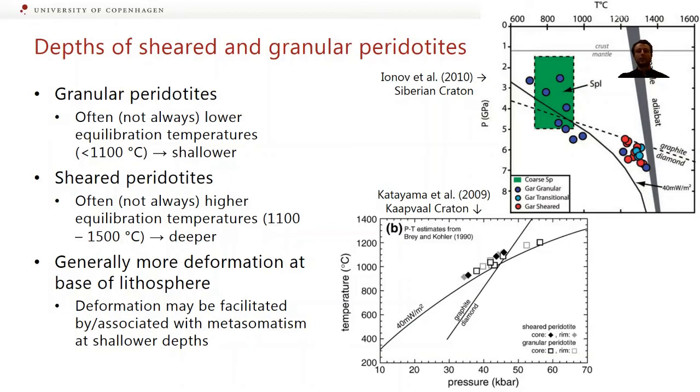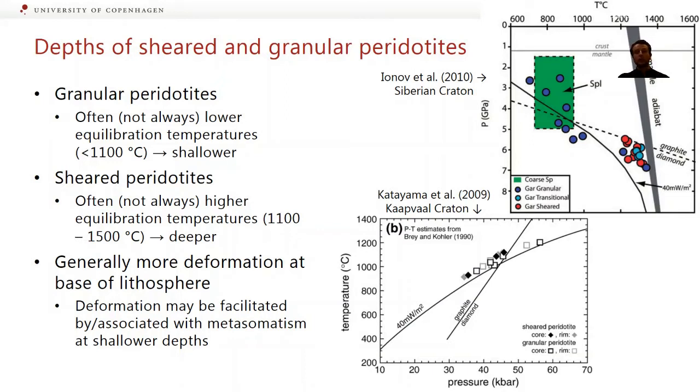Sheared peridotites often have higher equilibration temperatures, something between 1,100 and 1,500 degrees C, and this implies that they formed at greater depths. Looking back at the Ionov picture, the sheared peridotites are in red, and these are found at depths of, say, 5 to 7 gigapascals, or about 150 to 210 kilometers depth, and temperatures around 1,300 degrees C.